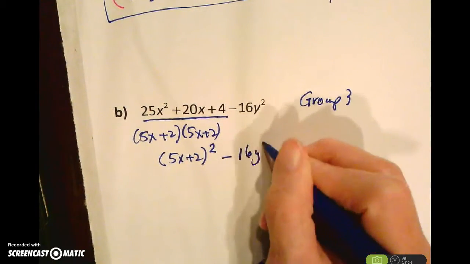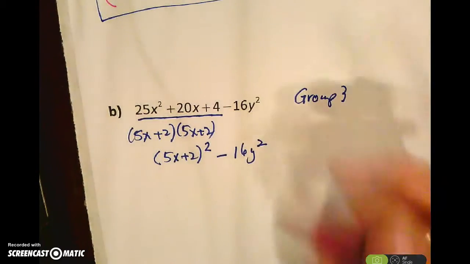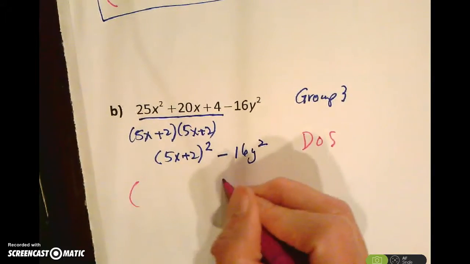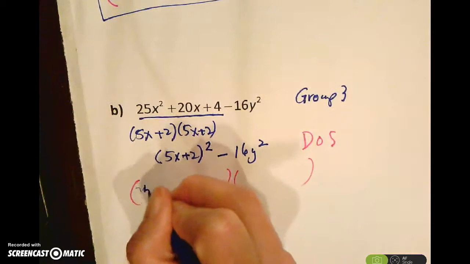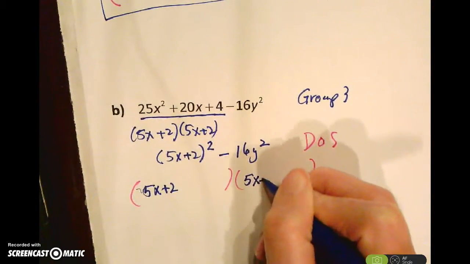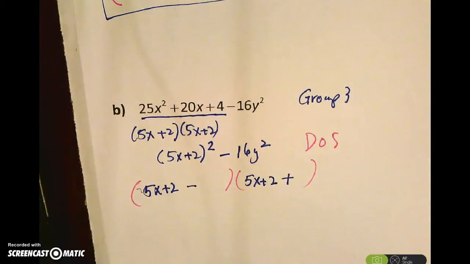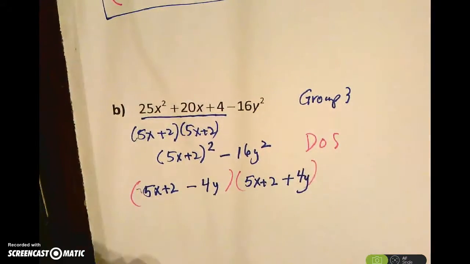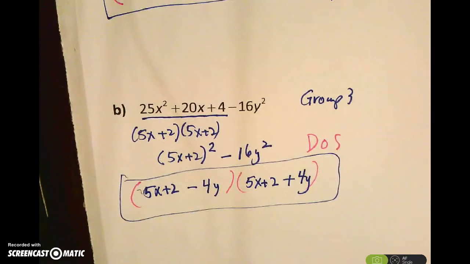minus 16y squared. Now it's the difference of squares. And when I make my parentheses, I will take the first one, 5x plus 2, and put it in front for both of these. And then I have a minus and a plus, and then 4y in both of the seconds. And this is my answer. Done.